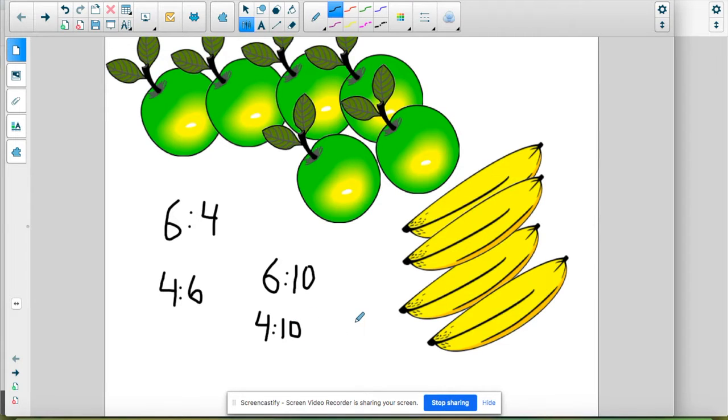Another way we can write a ratio is like a fraction. When you're comparing part of a set to a whole, it's like a fraction. So you can write it 6 out of 10 are apples. Or you could say 4 out of 10 are bananas. And that's basically all you need to know. It's not difficult. Let's do a few more.